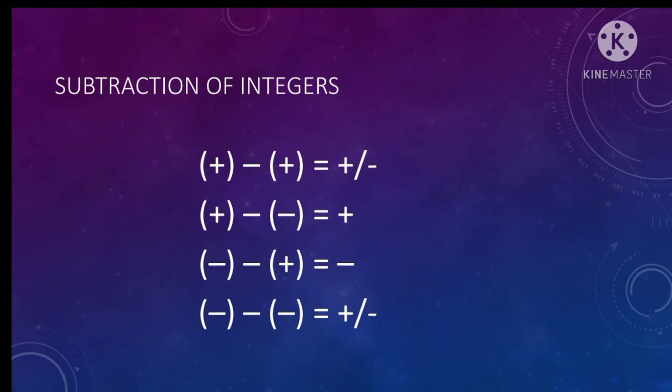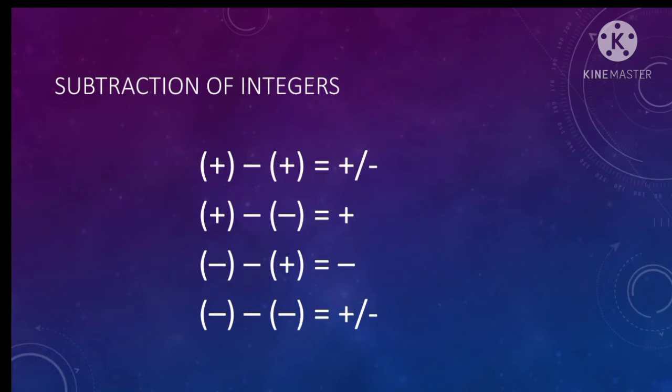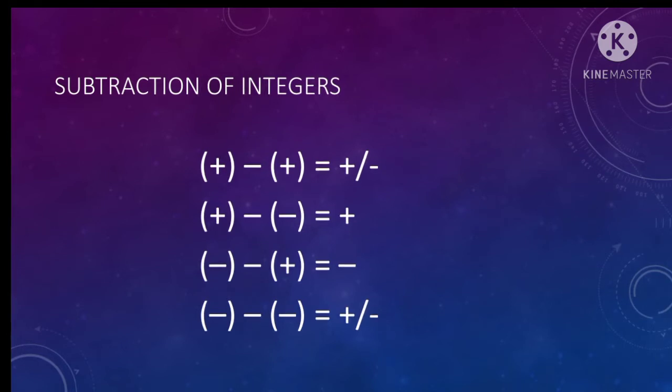For the second rule, positive minus negative is equal to positive. It is because if we multiply the minus sign and the negative sign of a number, it will be equal to positive. So it is somehow similar to positive plus positive. That's why the difference must be equal to a positive sign.